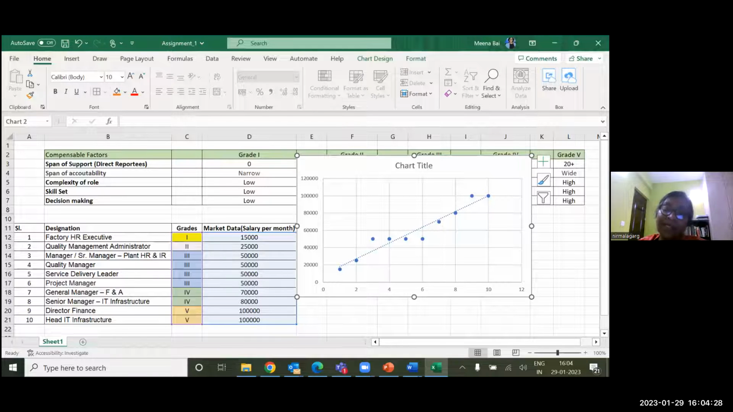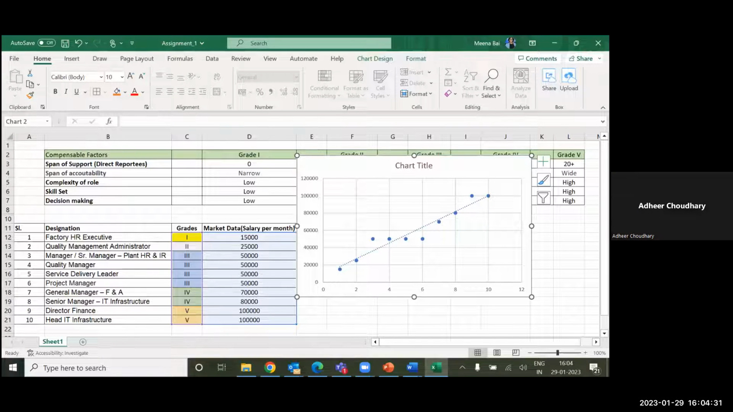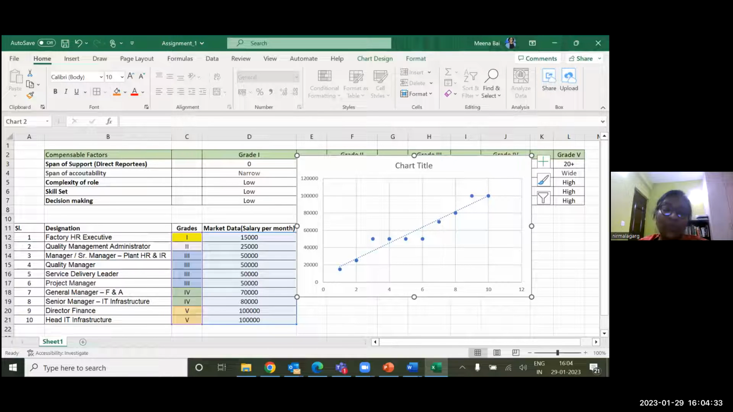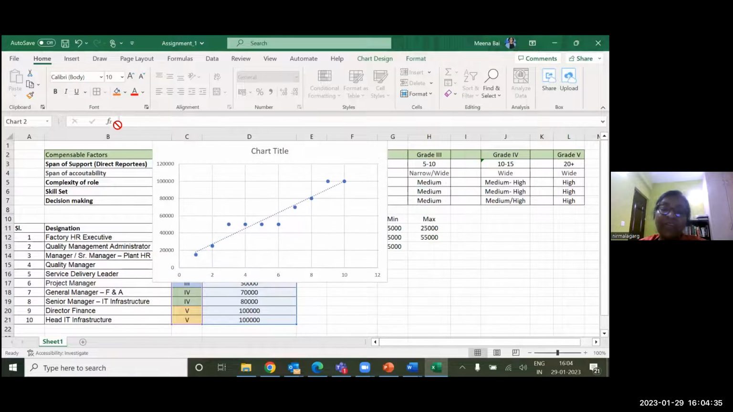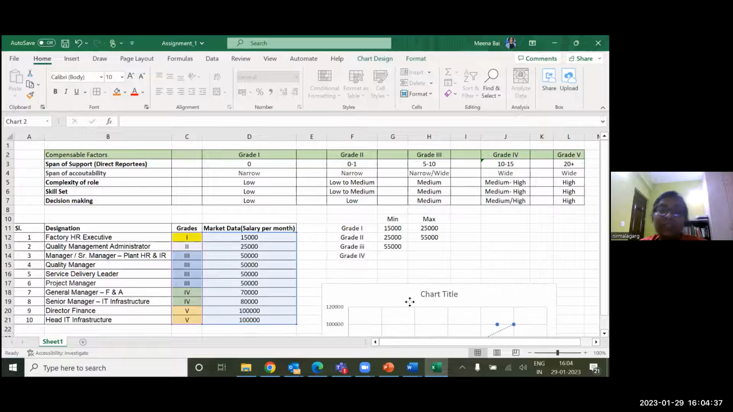Now, having said that, can you go back to the data you have shown? We were fixing the salary ranges, right? Let me just show you here. You have something like, in grade 1, 15,000 to 25,000.